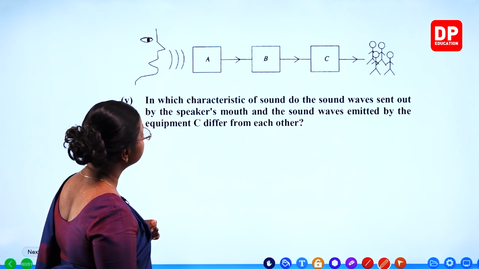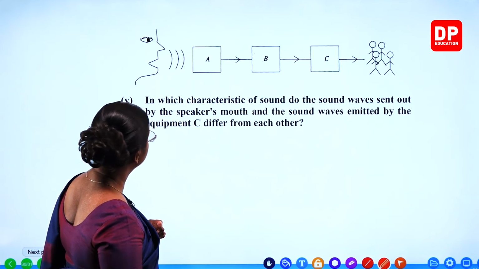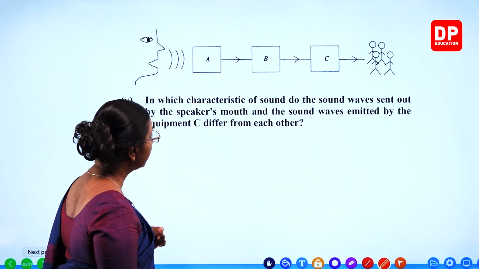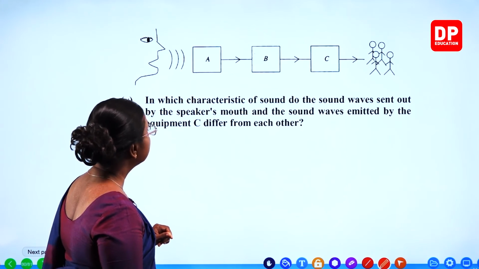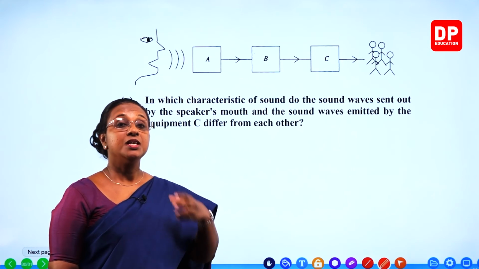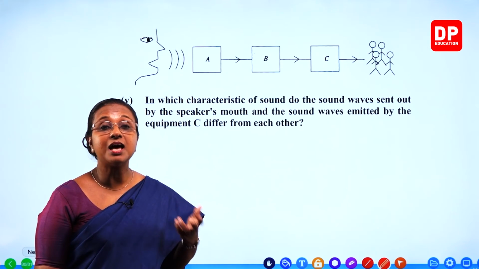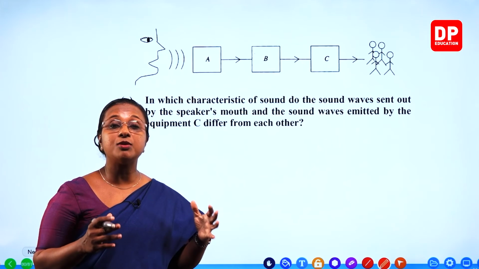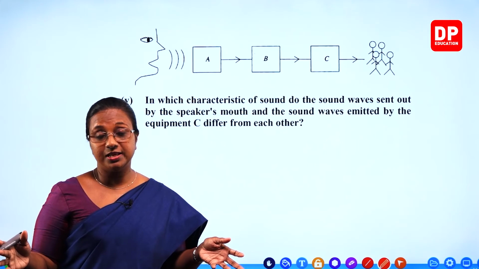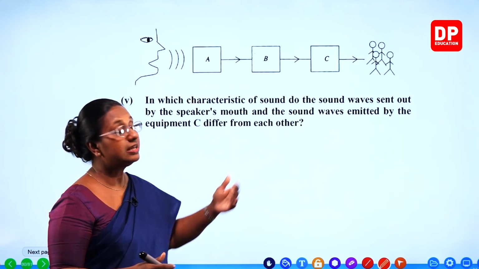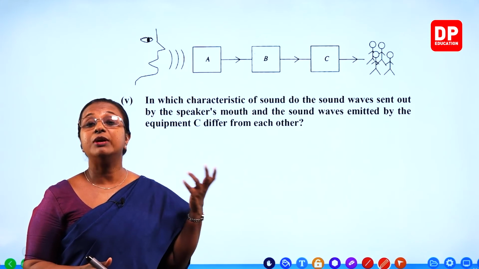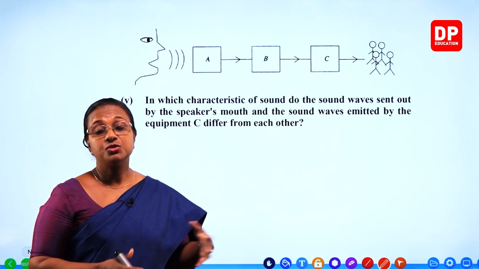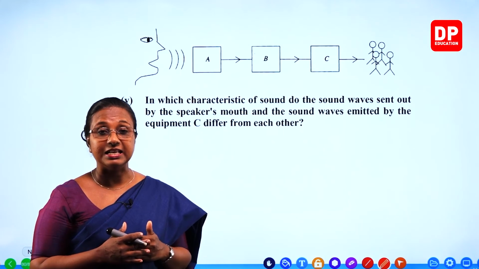In which characteristic of sound do the sound waves sent out by the speaker's mouth and the sound waves emitted by the equipment C differ from each other? Speaker speaks with less loudness. That's why the sound cannot be heard by all the audience. So when it is sent through this system and from the loudspeaker, you get a louder sound so that the audience can hear it clearly.